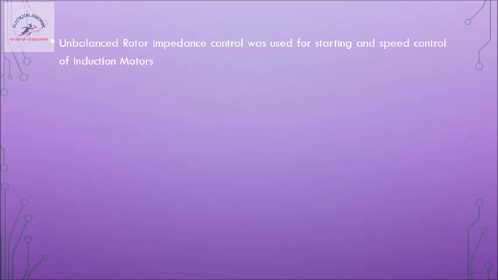By purposely making a rotor imbalance, we reduce the current, that is the starting current, and then control the speed by changing the value of the impedance. But this is an ancient method, so currently it is not in use. So that was an intentional unbalancing.